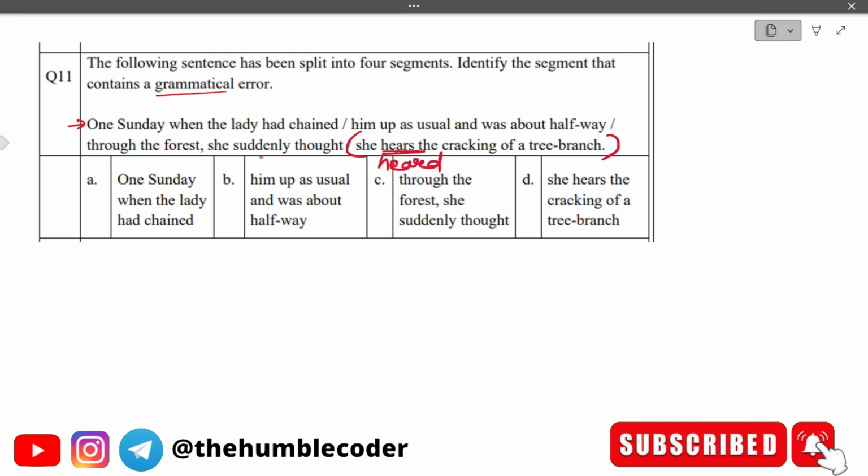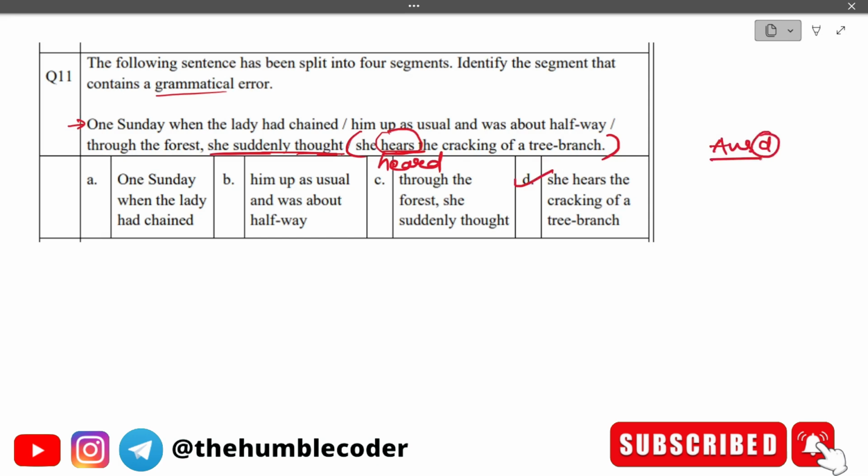Okay, and I told you the reason, because sometimes, in order to find out the answer, you have to see the preceding sentence also, because this sentence is talking in past tense. So how can we use the word hears, right? It should be heard. She heard the crackling of a tree branch. So in this case the correct option is option number D.